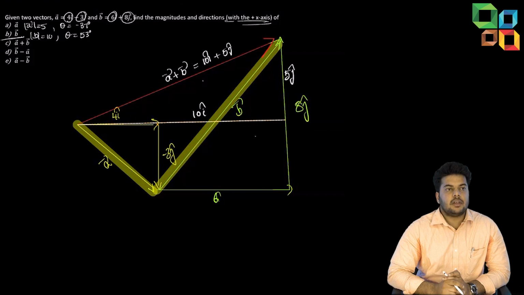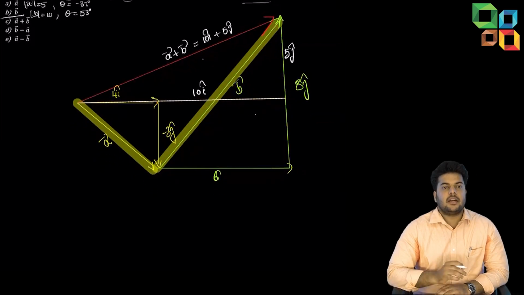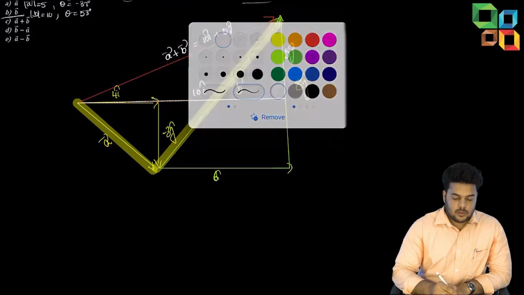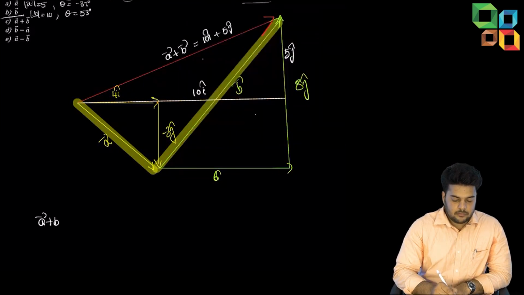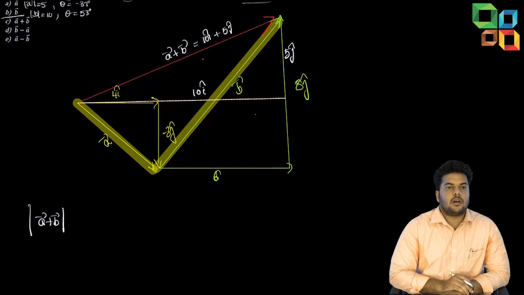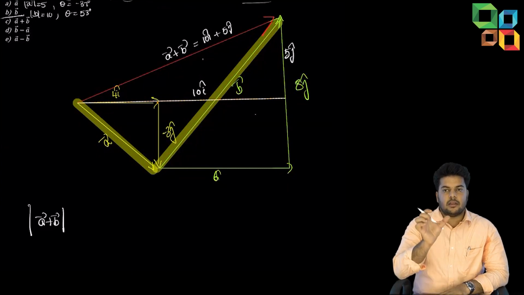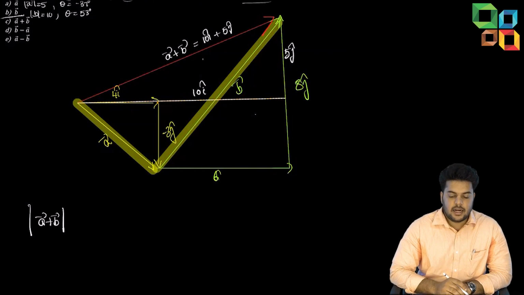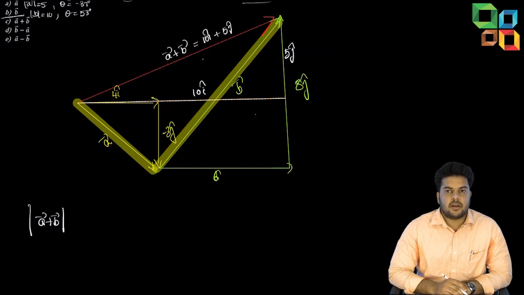So what is the size of this A plus B vector? How big is it? So A plus B size, we write in notation A plus B with parallel lines, right? Size of the A plus B vector. You see the red vector there, right? That's the A plus B vector. How do you find the size of that vector?